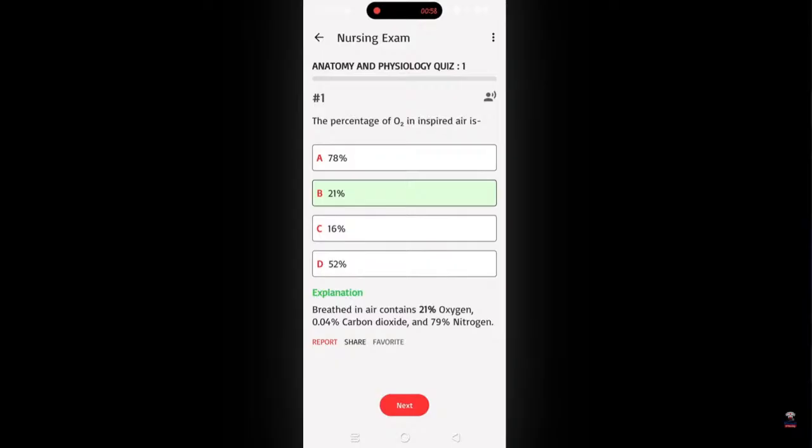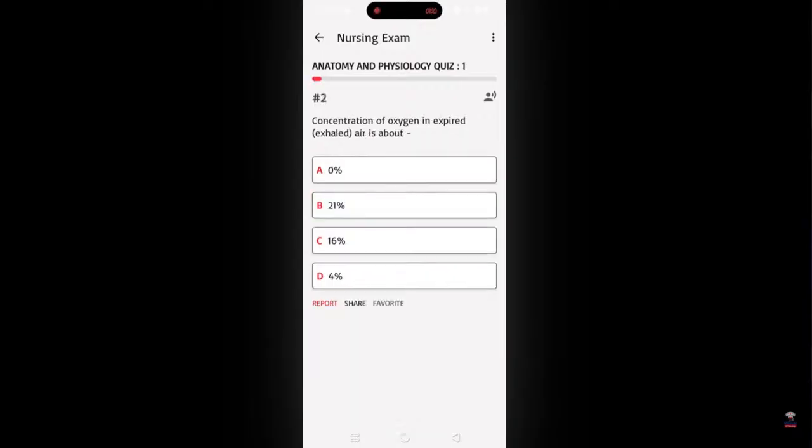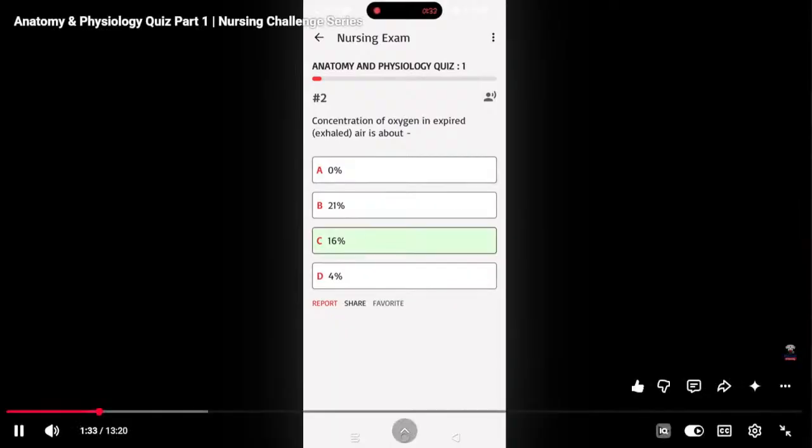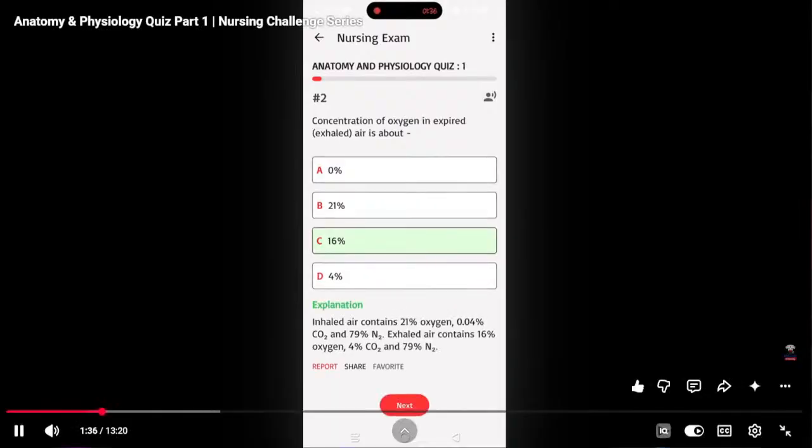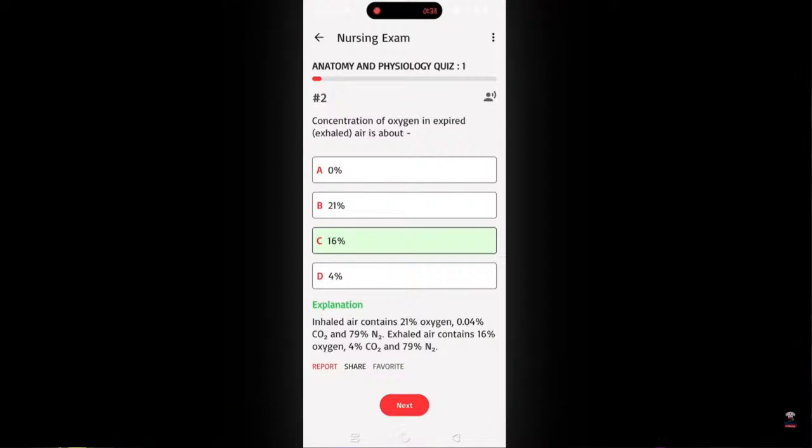Concentration of oxygen in expired exhaled air is about A. 0%, B. 21%, C. 16%, D. 4%. So for this, ideally, they are just focusing on the exhaled. Inhaled, we've talked of 21. So once the body has already metabolized, you'll find you always use around 5%. So 21 less 5, we remain with 16%. Correct answer. Inhaled air contains 21% oxygen, 0.04% CO2 and 79% N. Exhaled air contains 16% oxygen, 4% CO2 and 79% N.